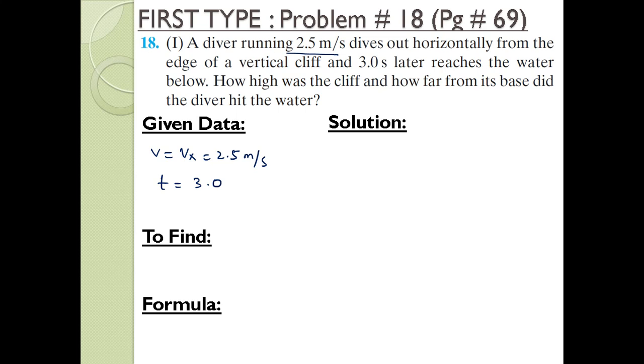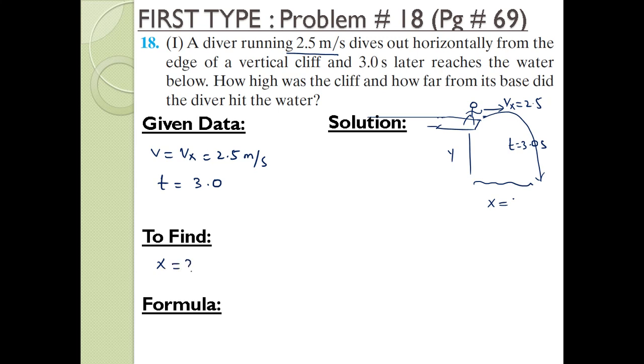So this is the diver that is diving from the diving board, and the diver is jumping from here, the diving board you can see, and when it jumps, it will go like this. So this is the height of the board, that is y, and this is the horizontal distance, that is x. Here they give us that when he jumps, vx or v is 2.5, and it takes a time of 3.0 seconds. Now how high is it and how far? So they ask us to find x as well as y.